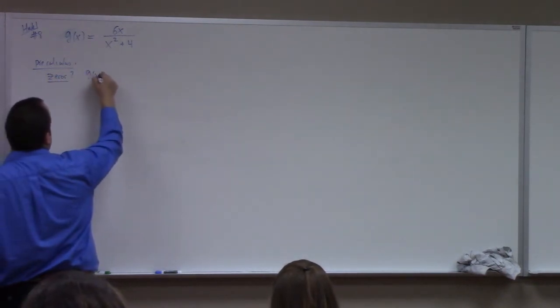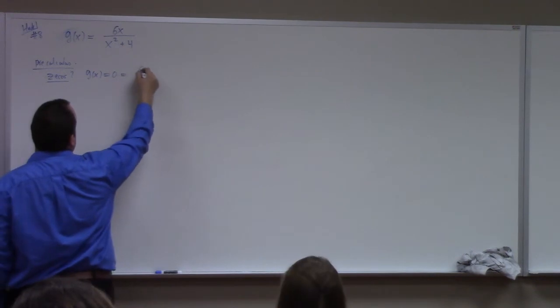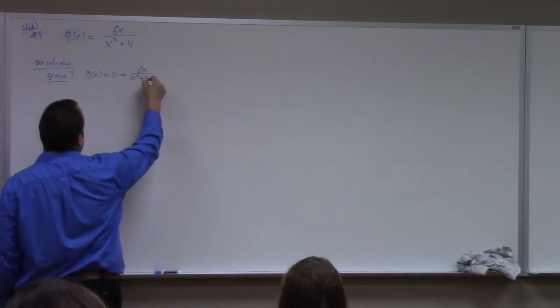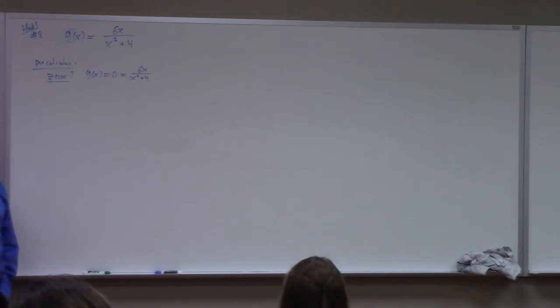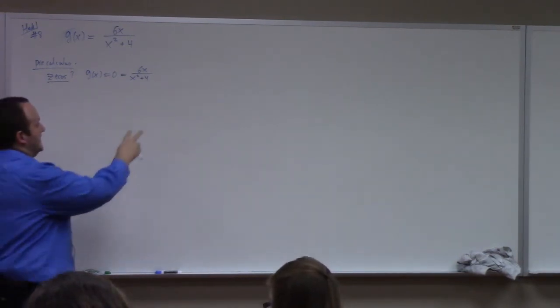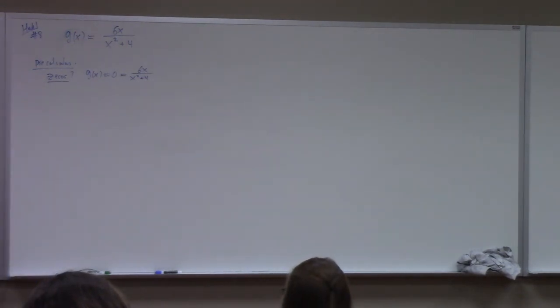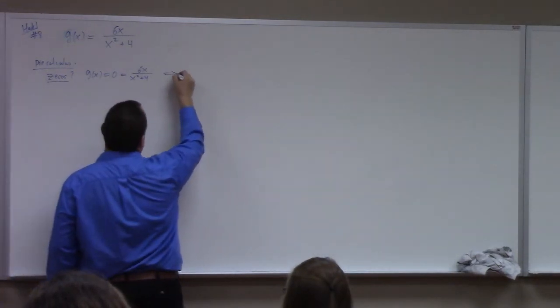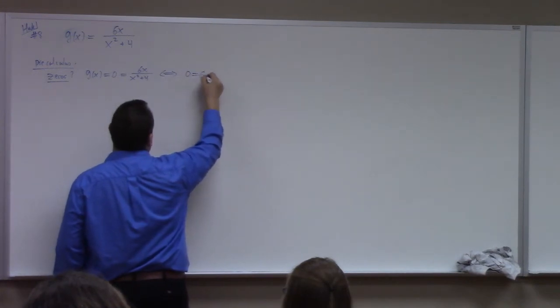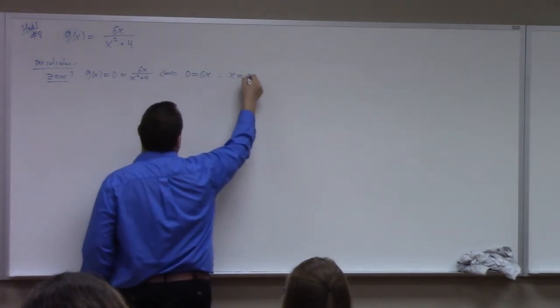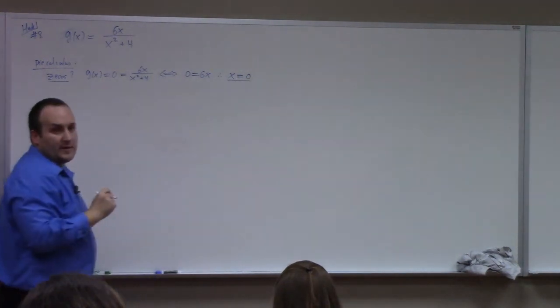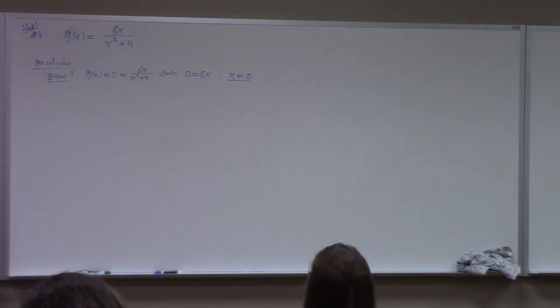So if I say g of x equals 0, that gives me 0 is equal to 6x over x squared plus 4. What are the solutions to that? This denominator, is it ever 0? No, it's x squared plus 4. The smallest that can possibly be is 4. So nothing is lost by saying 0 is equal to 6x. So therefore, x equals 0 is the only 0. In other words, the graph crosses the y-axis at 0 and nowhere else.